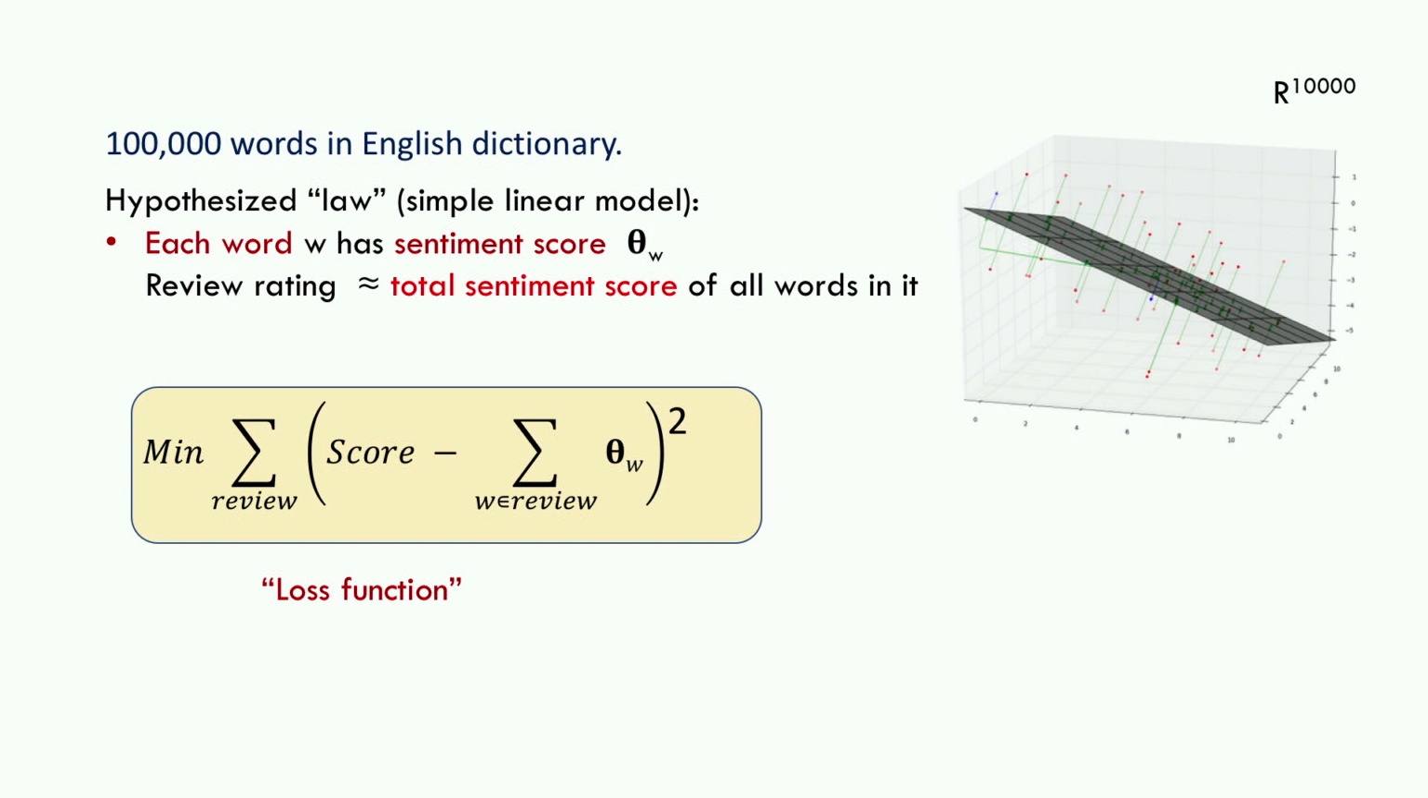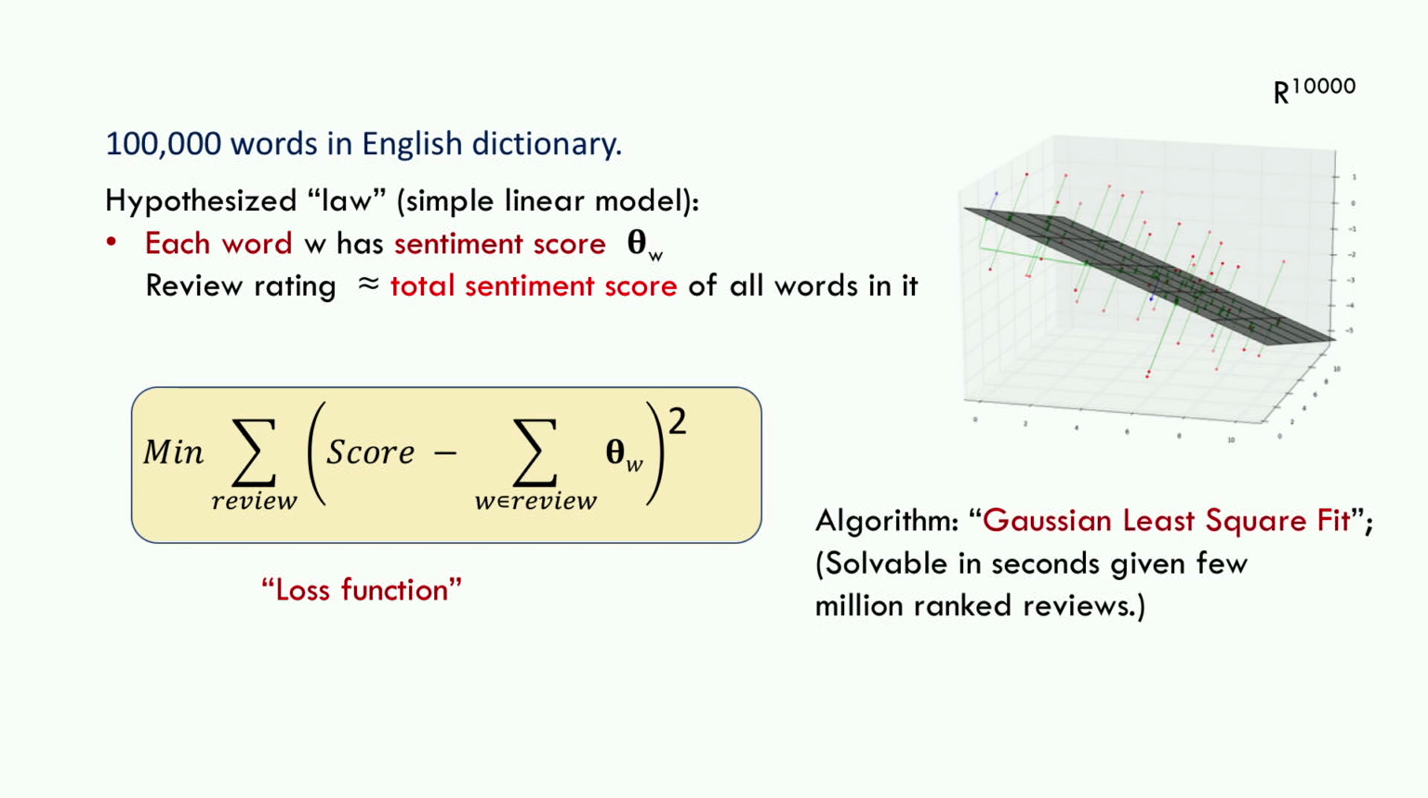You're given a bunch of reviews. Each has a score. So this is your training data. And theta sub w is a variable. And you're trying to find an assignment to the theta sub w's so that this sum of theta w for the reviews that you're given correlates very well or is very close to the score you're given. And you do a least square fit. Namely, you minimize this sum of the squared differences. So this is a Gaussian least square fit. You're finding a 100,000 dimensional hyperplane, something you didn't do in high school. But it can be done in seconds on a modern computer.